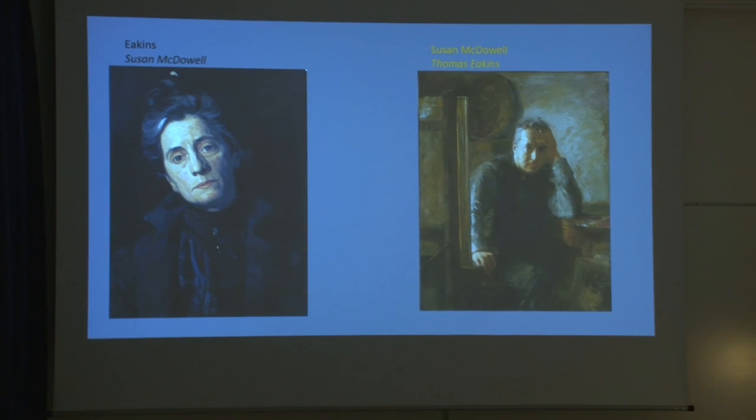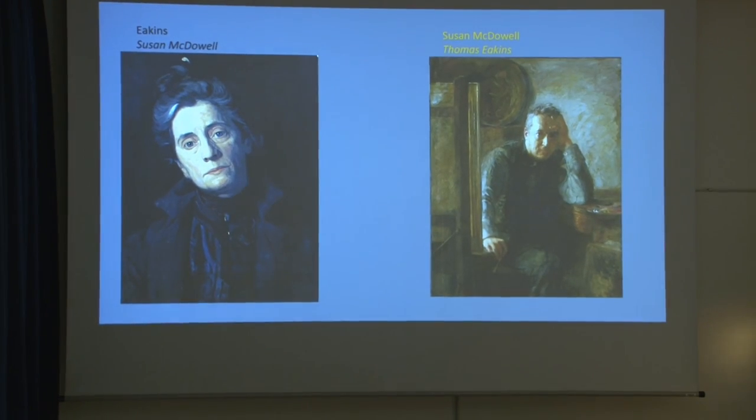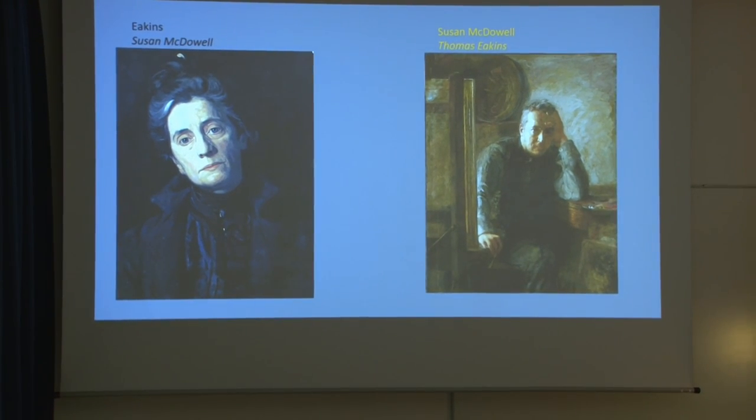Eakins' painting, The Swimming Hole, depicts himself and his students and is a masterpiece of realist figure painting. It was works like these that caused critics to question his sexuality, despite the fact that after 1884, he was married to fellow artist Susan McDowell. Of course, this does not mean anything, right? In fact, Eakins' sexuality is still one of the most popular topics among historians of 19th century American art.